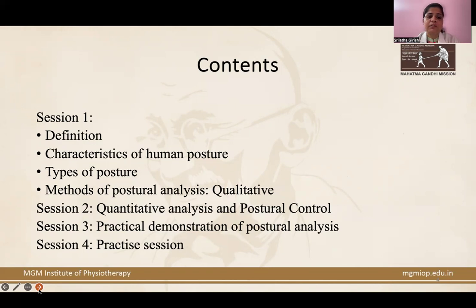Session 1, which we will be covering today, includes definition, characteristics of human posture, types of posture, and methods of posture analysis, specifically concentrating on the qualitative analysis. In session 2, we will be talking about the quantitative analysis and postural control, followed by session 3, where we will have a demonstration of the postural analysis, and in session 4, there will be a practice session.